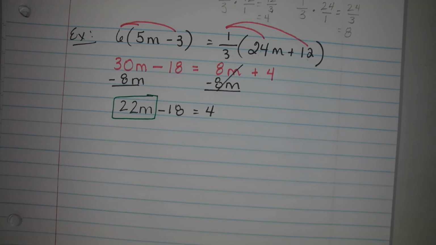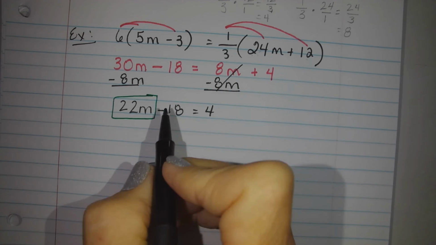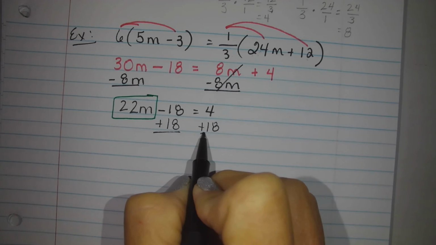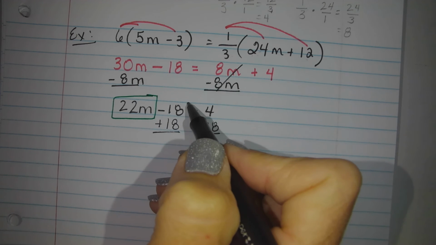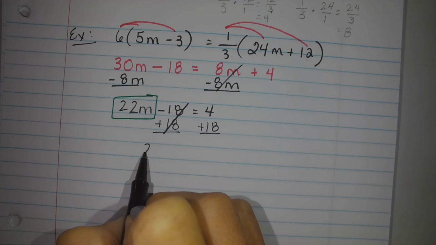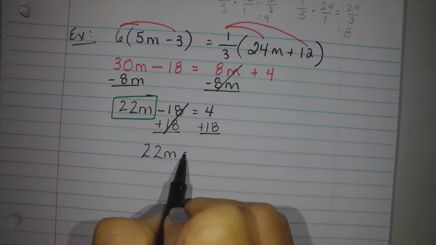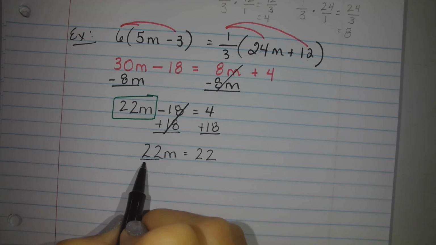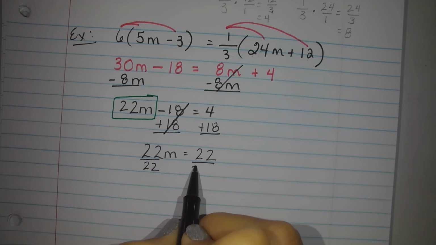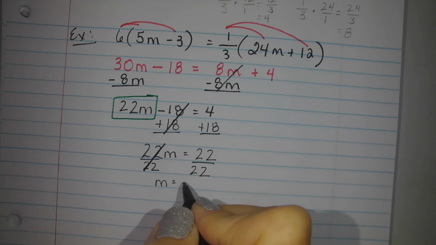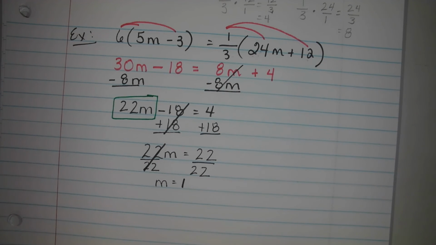Okay, so how do I move this over? What do I do? You add. Good. I'm adding because it is negative. So that's gone. So Hannah, tell me what to bring down. You bring down the 22m. There you go. And it equals 22. Okay, so last step. Divide by 22. What you do on one side, you do on the other. That cancels. Hannah, what is M? 1. All that work to simply get 1.